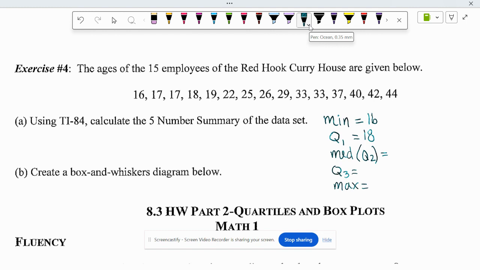Okay, so let me do it with you. Can I show you really fast? So input the points. Count them off to me. 16.